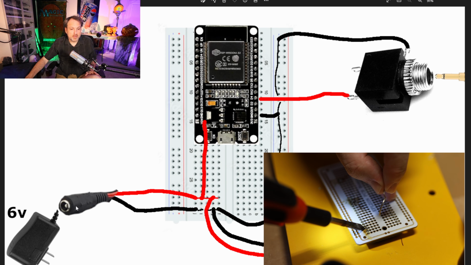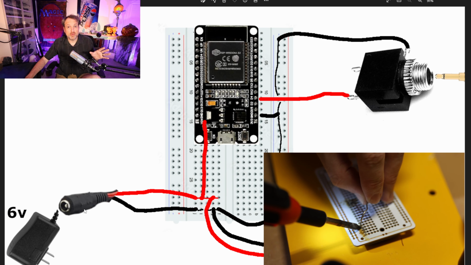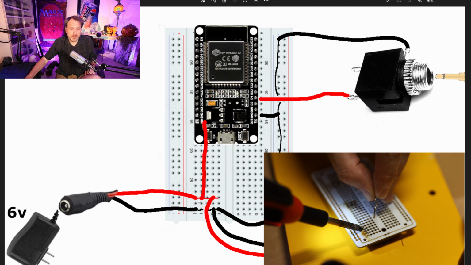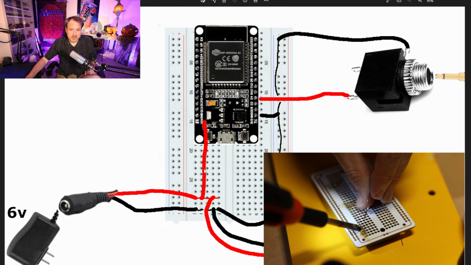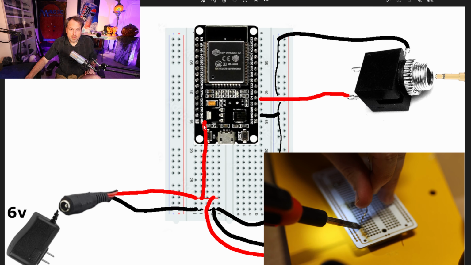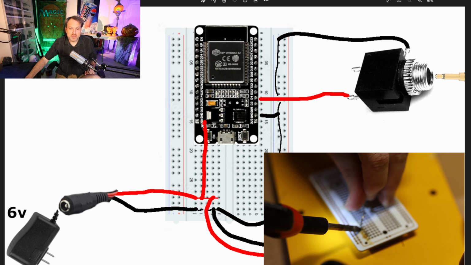Now we'll take the pigtail, the barrel connector for the power. This is different than the 3.5 millimeter jack. This is a different cable completely. We'll solder that onto the board, and then the wire here will go up and connect to pin 15, which is VN.